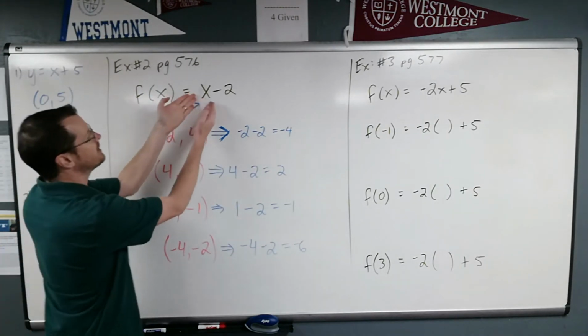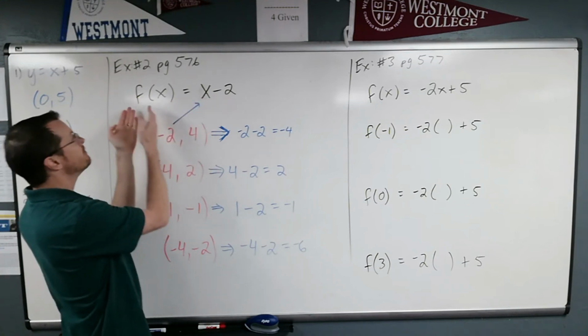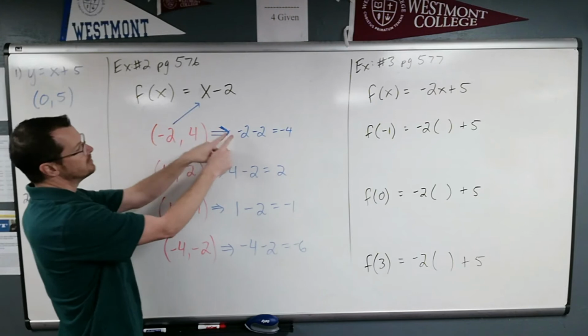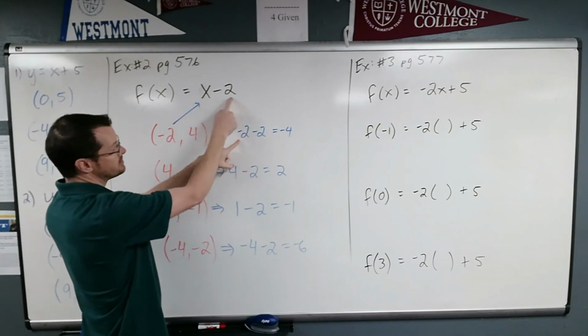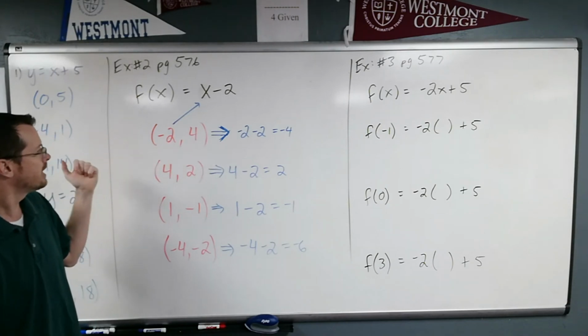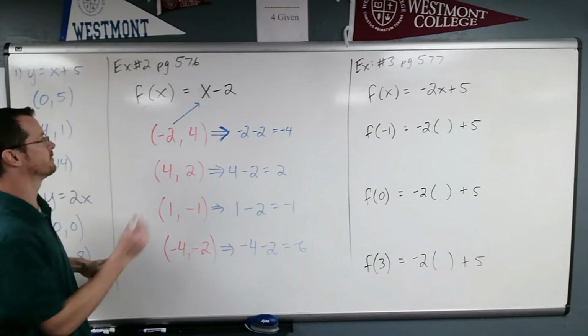Well, then it would be negative 2 minus 2, right? If my function says plug in an x, then x minus 2. But what if my function said plug in a negative 2, f of negative 2? That would be negative 2 minus 2, which could give you a negative 4. Oh, that should be a negative 4 here. Plug in a negative 4.